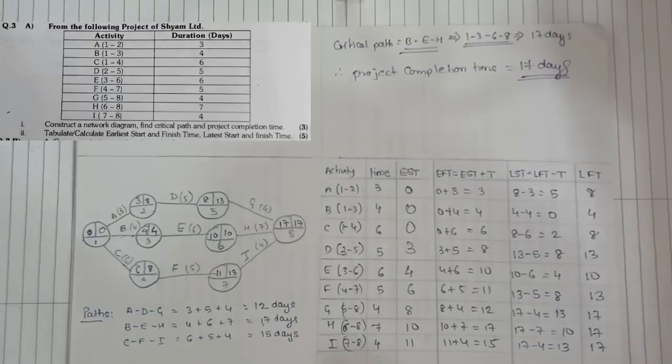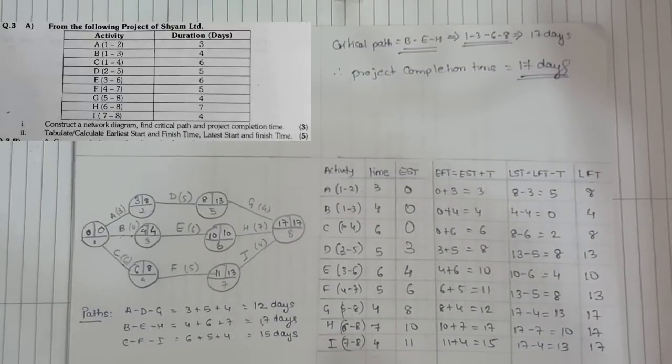Okay, so this is how you all had to solve the sum, which was based on finding the network diagram and then finding all the other values, the tabular values. Okay, chalo, you all can go through it once.